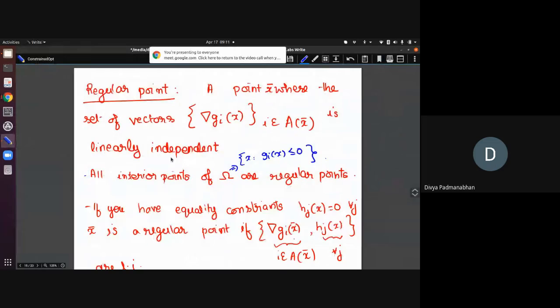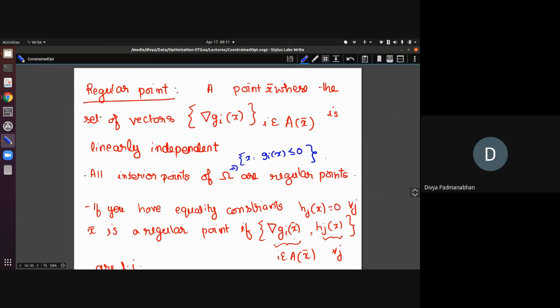So did you hear this part, where I defined a regular point? Could you please start the regular point again? The audio was a bit choppy. Okay, so let's just start from the regular point again. A point x bar is a regular point when you take all the active constraints at x bar, and the gradients of all these active constraints are linearly independent. Okay, so such a point is called a regular point.